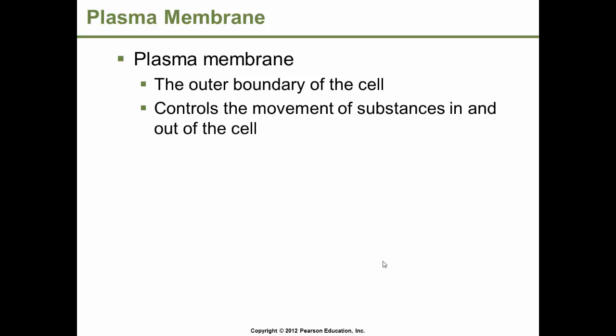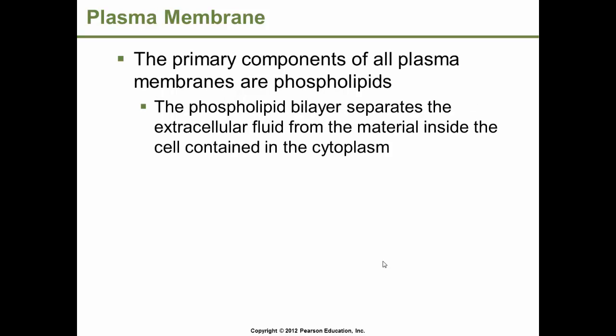The plasma membrane is the outer boundary of the eukaryotic cell, and it controls the movement of substances into and out of the cell. The primary components of all plasma membranes are phospholipids. The phospholipid bilayer separates the extracellular fluid from the material inside the cell contained in the cytoplasm. So the phospholipid bilayer separates the extracellular from the intracellular fluids.